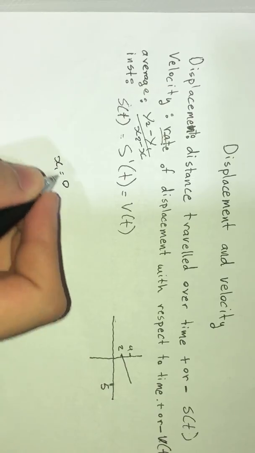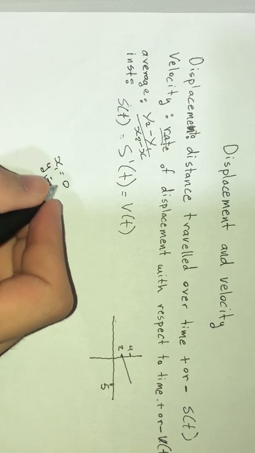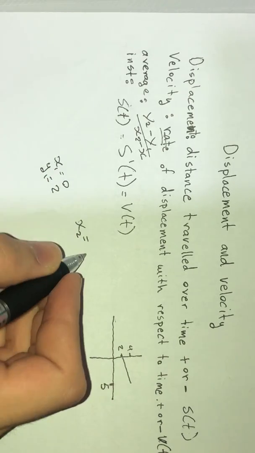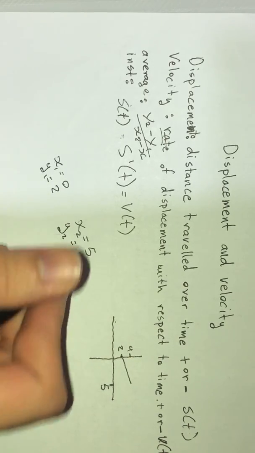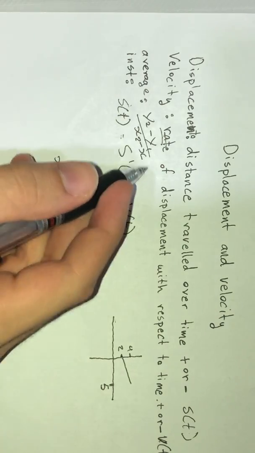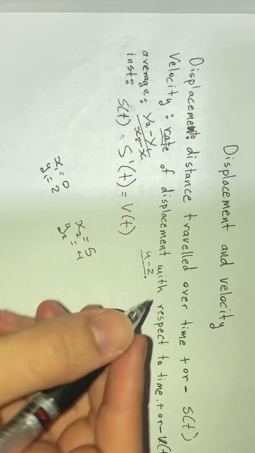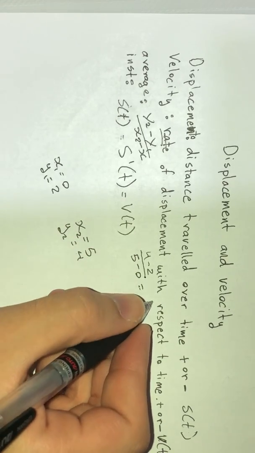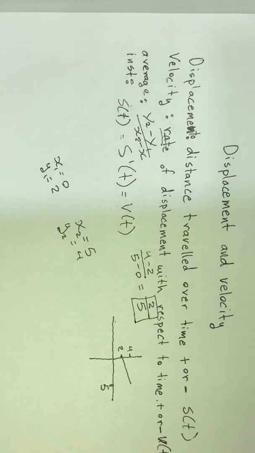x1 equals 0, y1 equals 2, then x2 equals 5, and y2 equals 4. Plug them into this equation, you get 4 minus 2 divided by 5 minus 0, which should give you 2 over 5. This will be your average velocity.